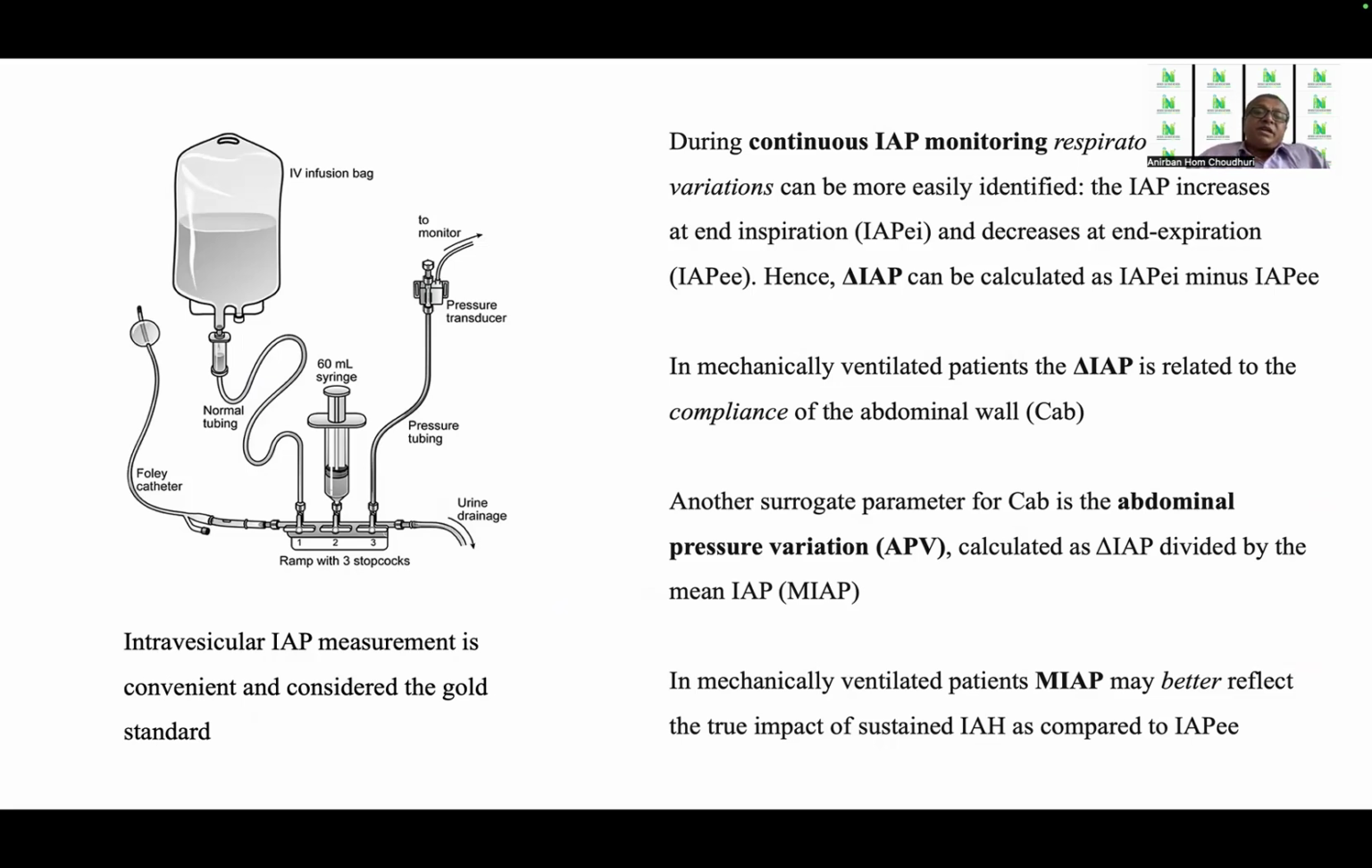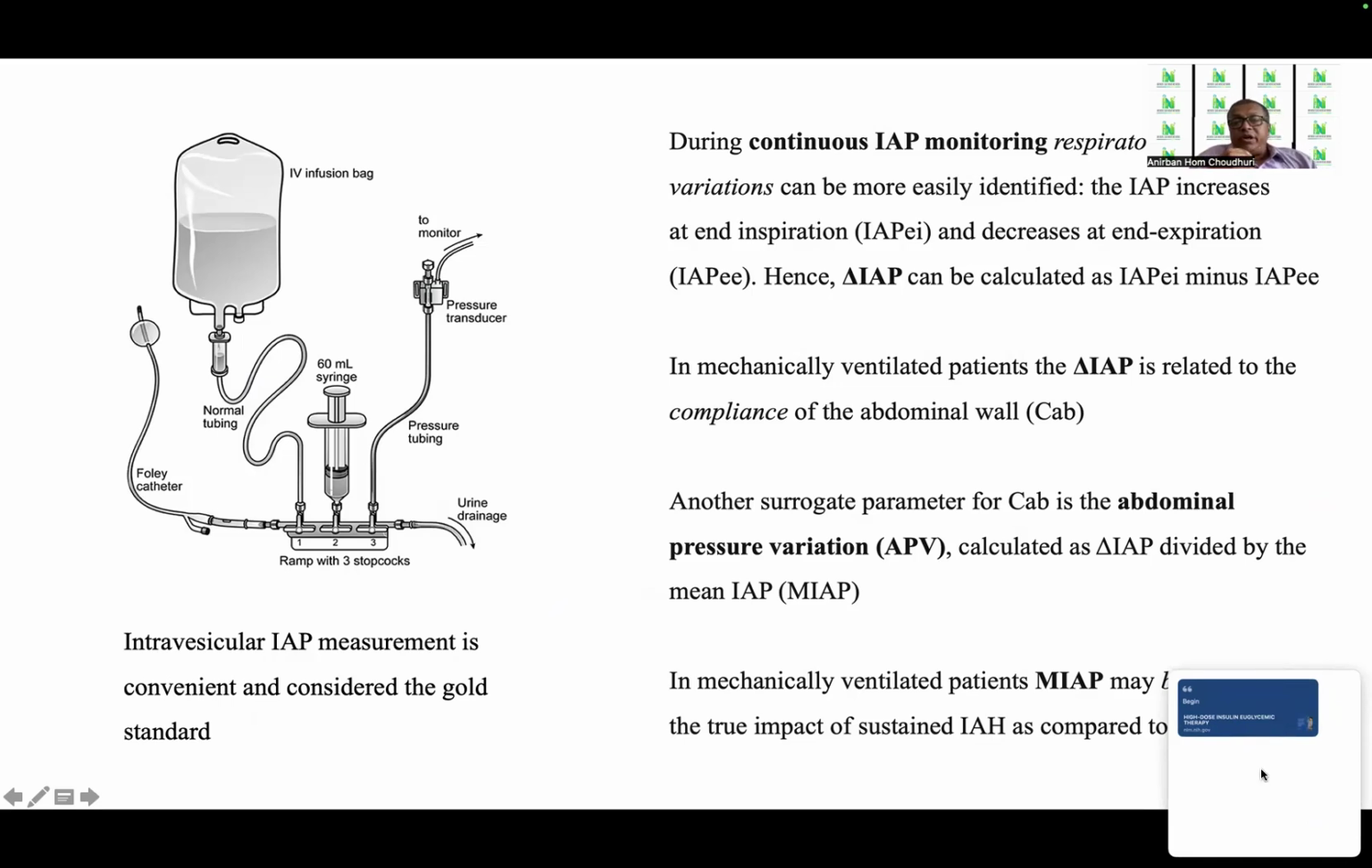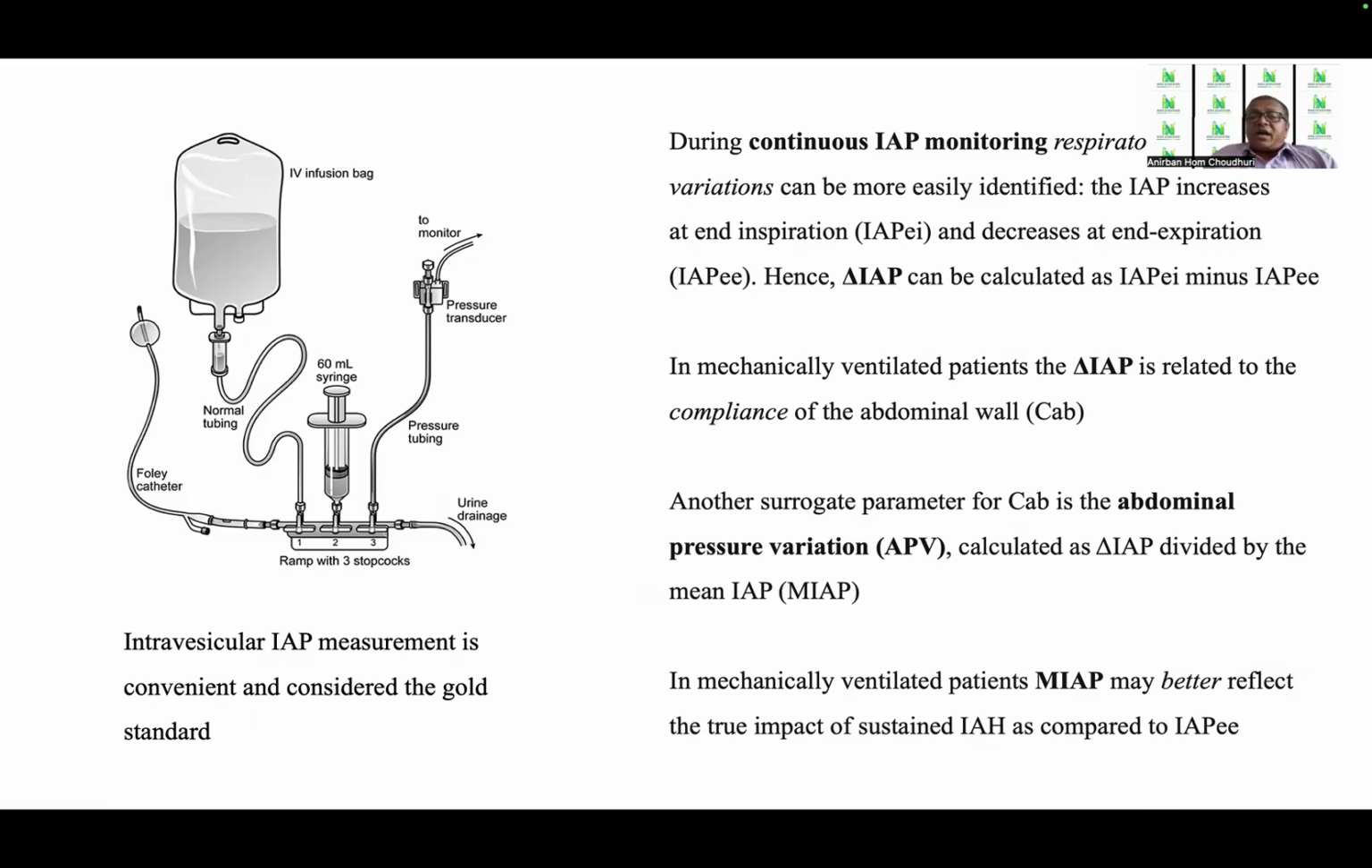This IAP can be measured intermittently or continuously. In continuous IAP monitoring, we need an extra stopcock, which should be turned accordingly so that the urine of the patient can drain independently of the recording of the changes of abdominal perfusion pressure. The IAP increases at the end of inspiration and decreases at the end of expiration. This difference is the delta IAP and is calculated as the difference of the two.